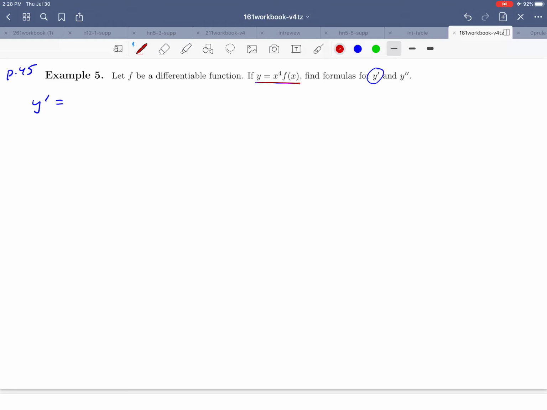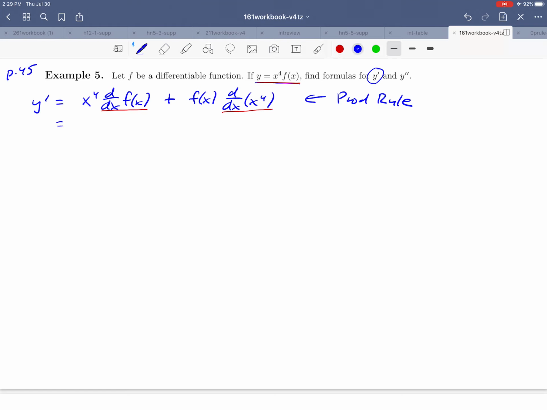So when we take this derivative, the product rule sounds like the first function times the derivative of the second. Okay, our two functions are x to the fourth and f of x, plus the second function, f of x times the derivative of the first. Okay, and that's just the product rule again. And to finish this calculation, we have two derivatives that we need to take. We need the derivative of f of x and the derivative of x to the fourth.